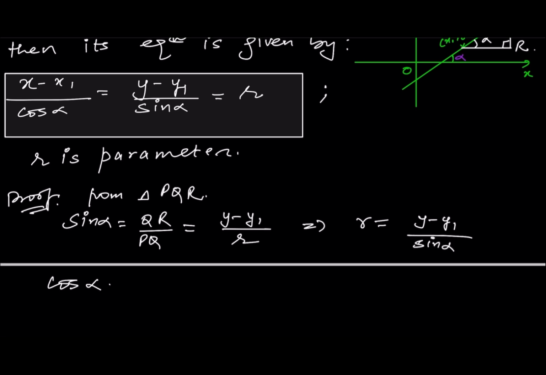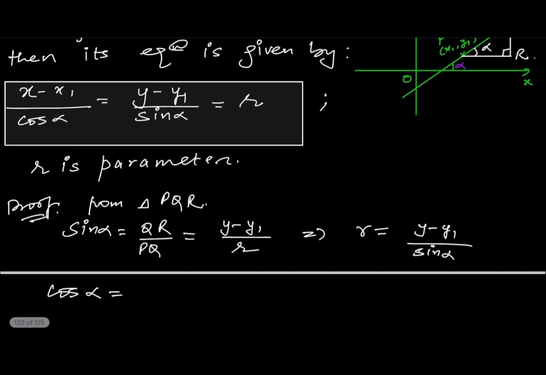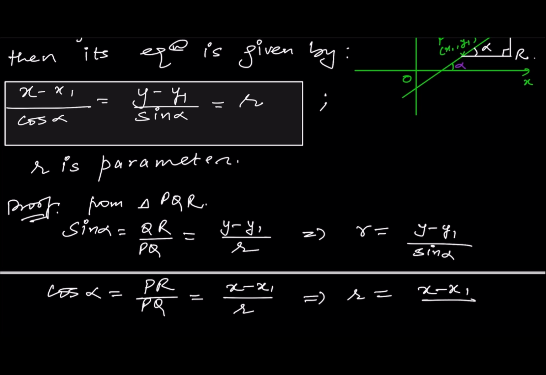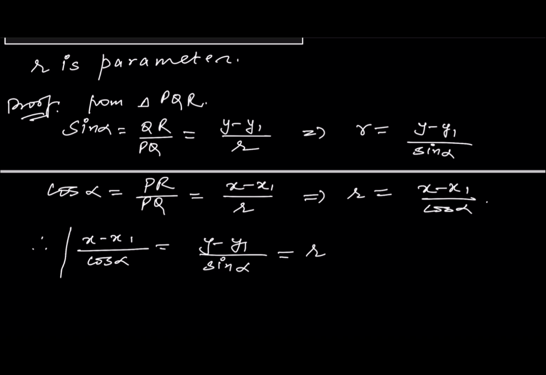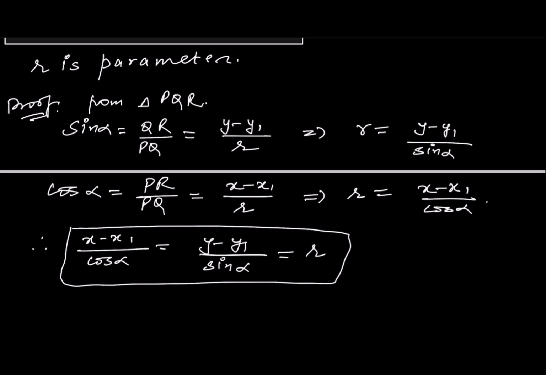Similarly, cos alpha is PR upon PQ. PR is x minus x1, and again PQ is r. So I can write from here r is equal to (x minus x1) upon cos alpha. So I can write (x minus x1) upon cos alpha is equal to (y minus y1) upon sin alpha is equal to r. And this is the required form.